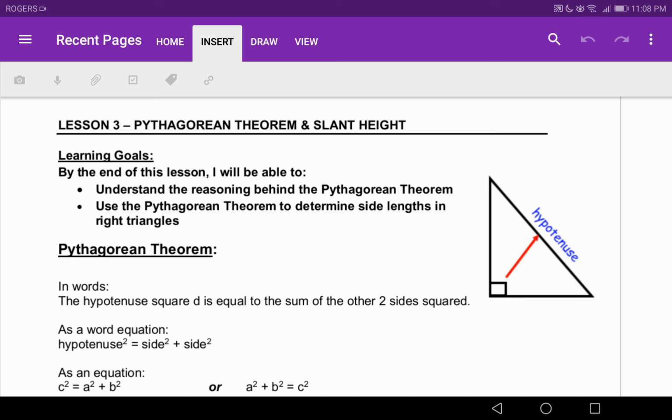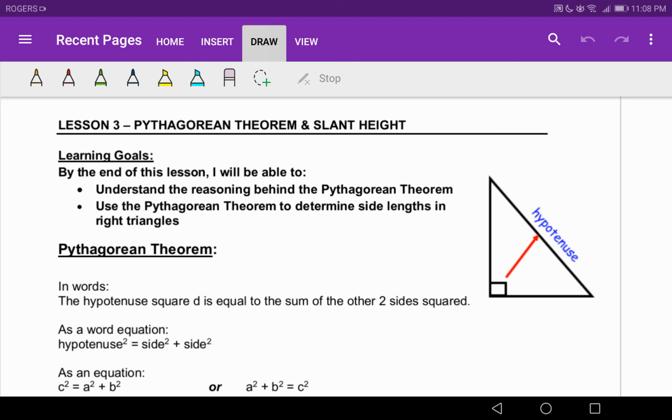What we're going to be doing is concentrating on triangles for this lesson, and we're going to be finding unknown side lengths of specifically right angle triangles. By right angle triangles, I mean triangles that have a 90-degree angle in them. This little box that you see in a triangle implies that there is a 90-degree angle within it.